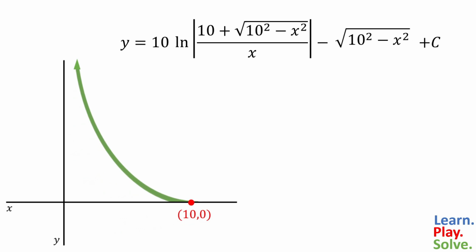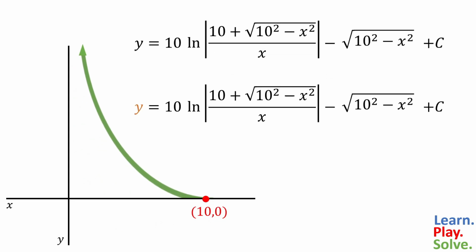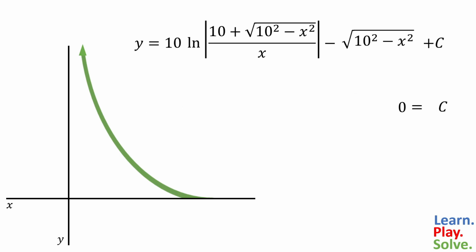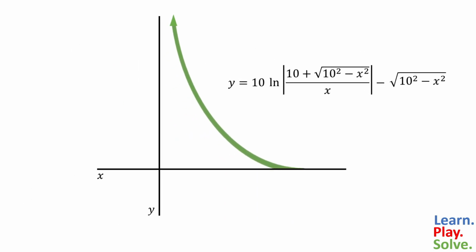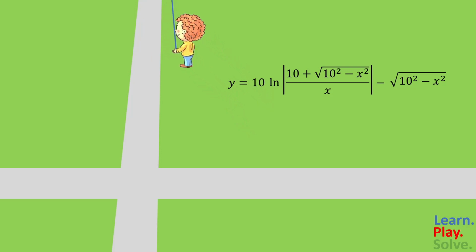To find c, we can use the starting point (10, 0). This means y is 0 when x is 10. This all cleans up to be c equals 0. So this is it. The equation of the curve traced out by the boy as his dog is dragging him in one direction. We can generalize it for any size leash, like this.